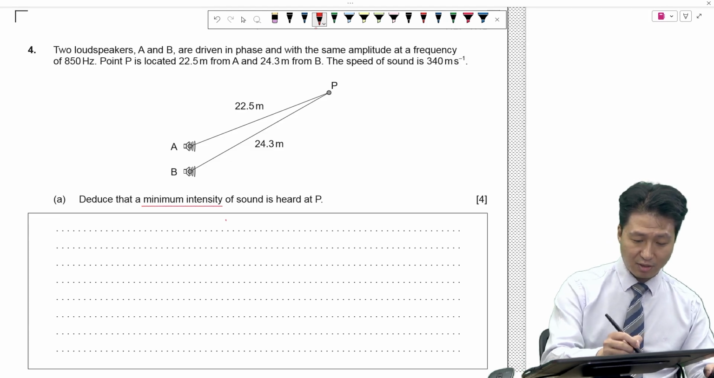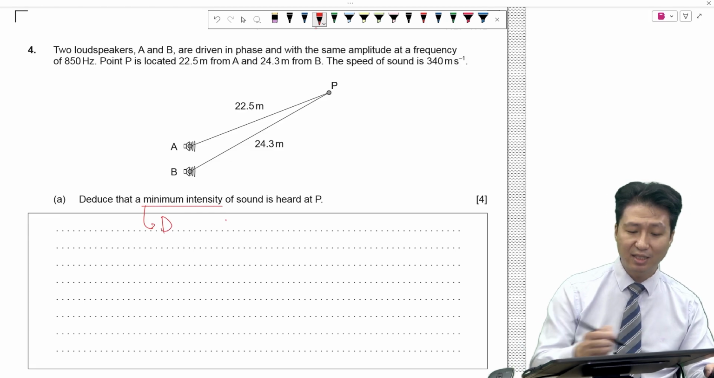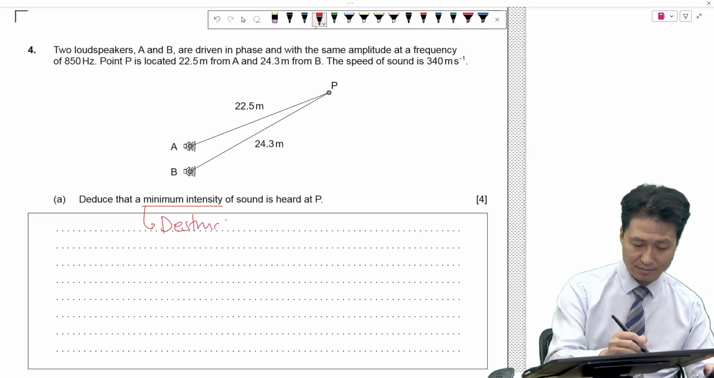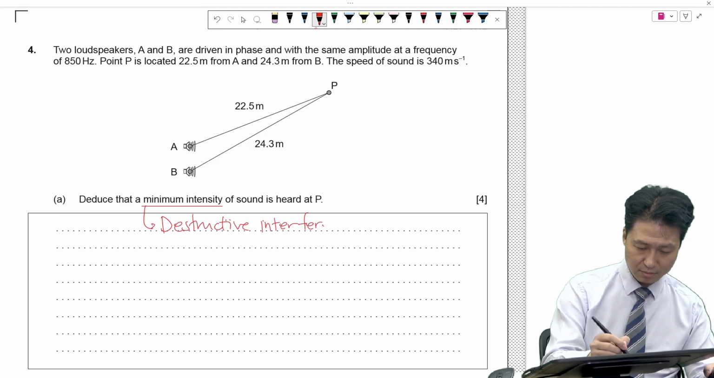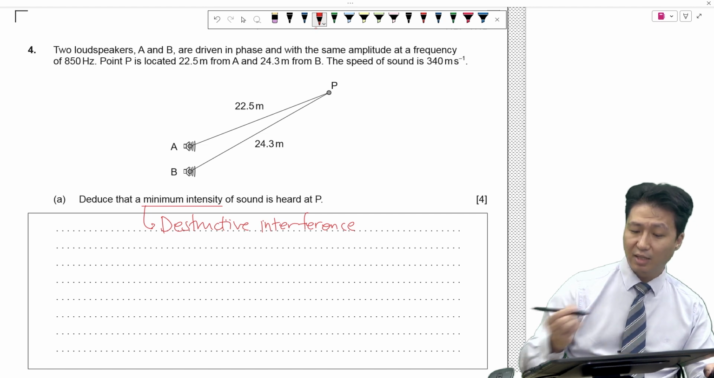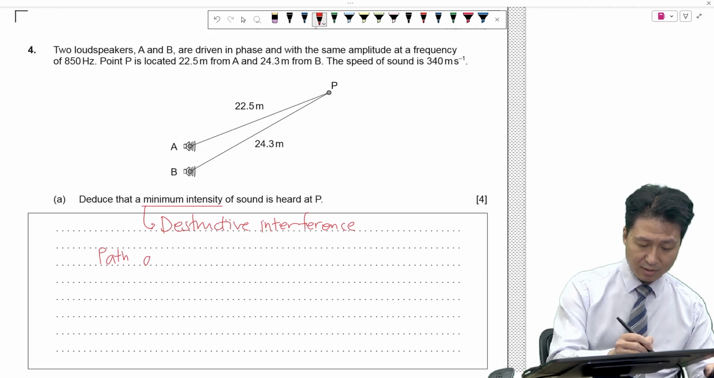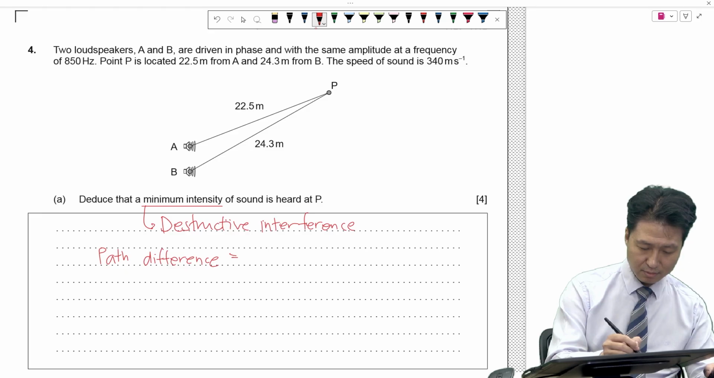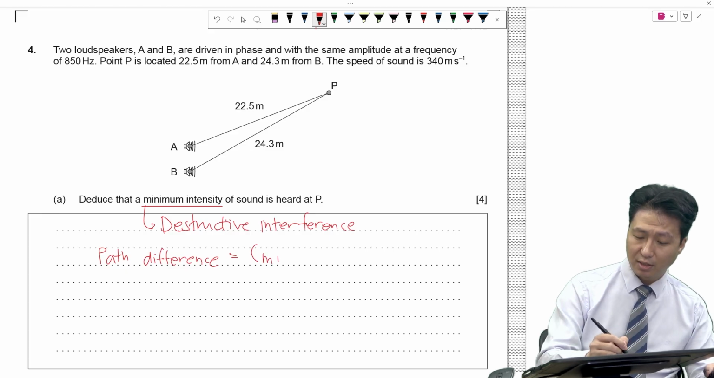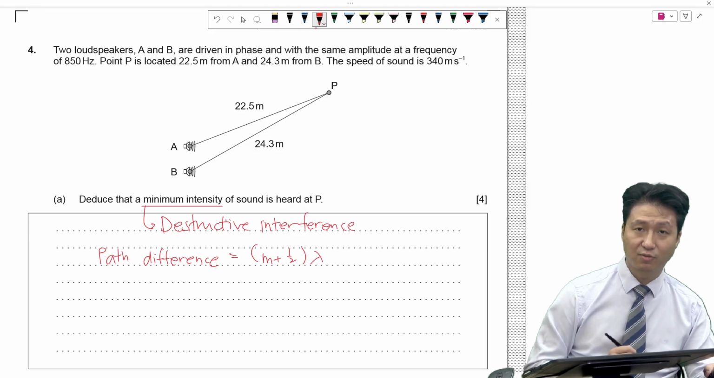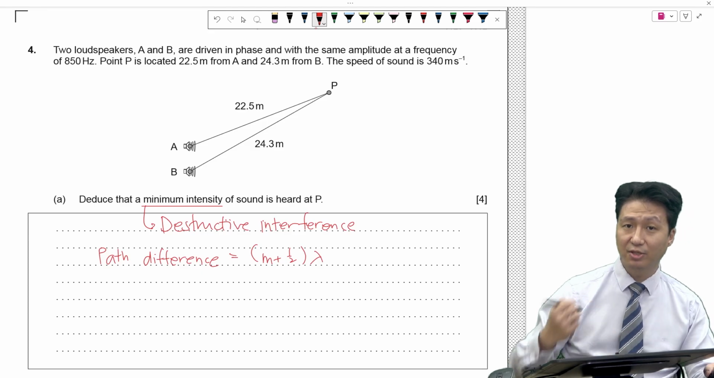Before we start, we have to deduce that if you hear a minimum intensity, it is caused by destructive interference. And because of that, in order for destructive interference to occur, the path difference must equal some integer m plus 1/2 lambda, which is the wavelength. This is the destructive interference condition.